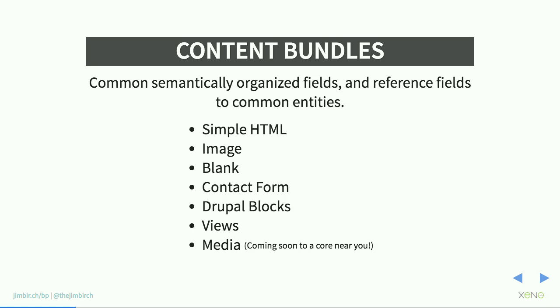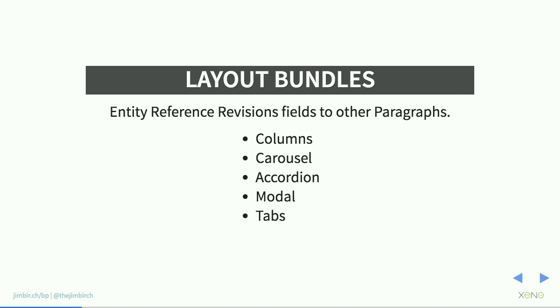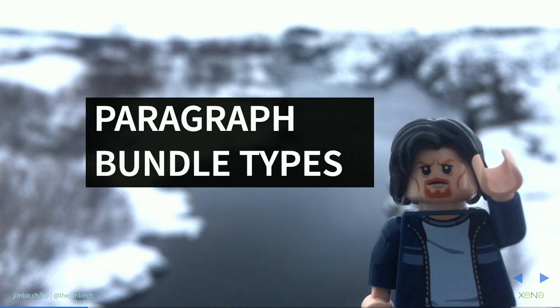So our content bundles in Bootstrap Paragraphs are semantically organized fields and reference fields to common entities. We'll go through them one by one in a minute, but there's an HTML, an image, a blank for forms and JavaScripts, and then contact forms, blocks, views, and media when that becomes part of core, those all get referenced. Your layout bundles from Bootstrap: you have your column, your grid framework, carousel, accordion, modal, and tabs. So let's go through the types.